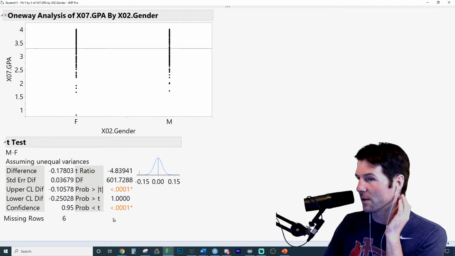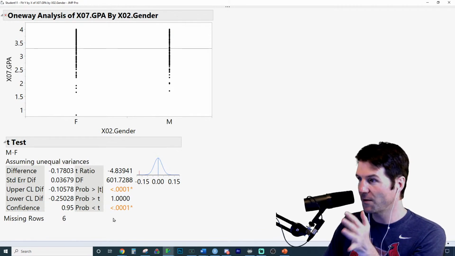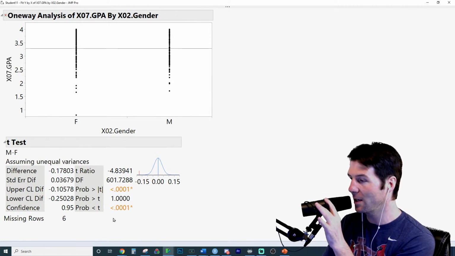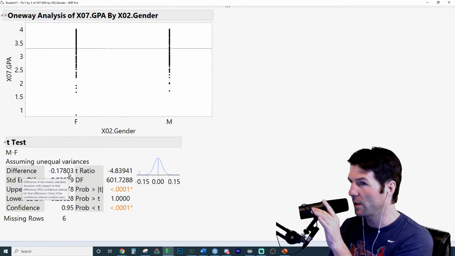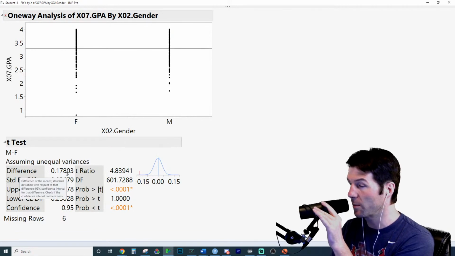The negative difference. So I'd say I'm 95% confident the true difference between males and females' GPAs. Well, we did observe males having a lower GPA by 0.178. So that's what we observed in our sample. This is the sample difference right here.